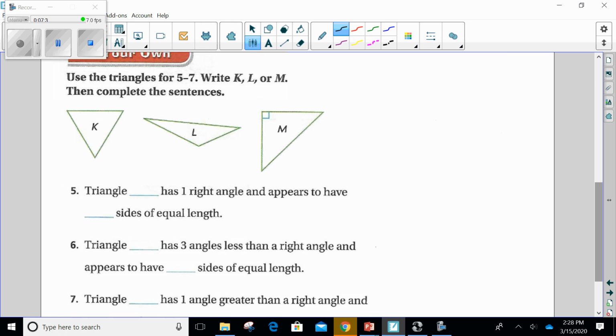On your own, use the triangles for 5 and 7, K, L, and M. Triangle blank has one right angle. So let's look at this. There's only one that has a right angle right here. So triangle M has one right angle and appears to have two sides of equal length. Okay, so it's a right triangle and a right isosceles.